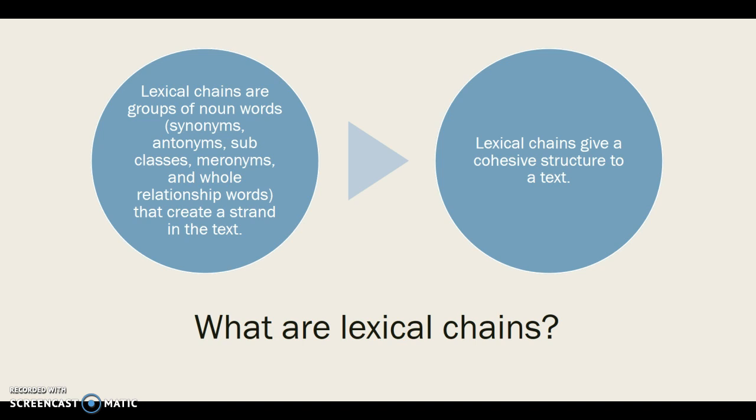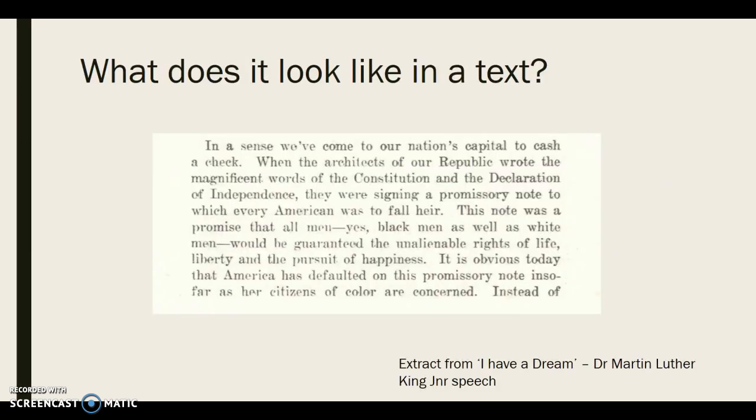So a lexical chain is a group of nouns or words such as synonyms, antonyms, subclasses, meronyms, and whole relationship words that create a strand in a text. They are there to create a cohesive structure within a text. It can be across sentences, across a paragraph, or across a whole text. So we're going to have a look at an example so you can see exactly what they are.